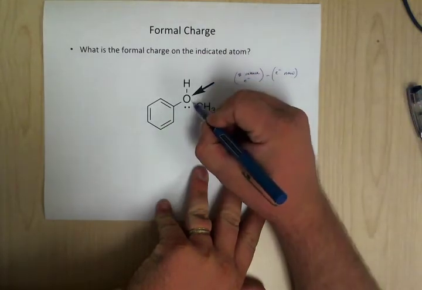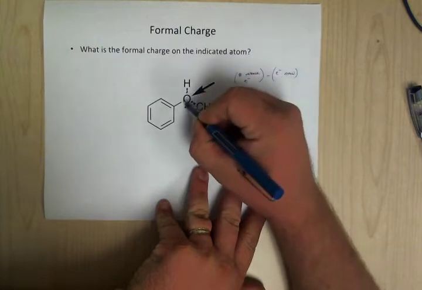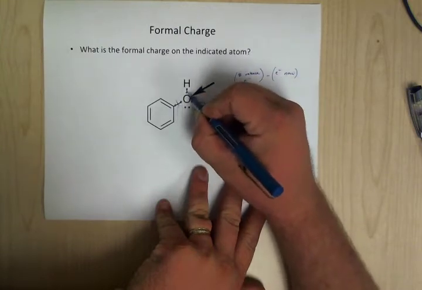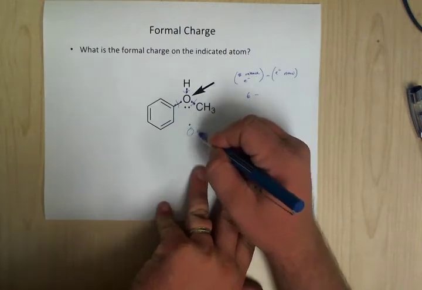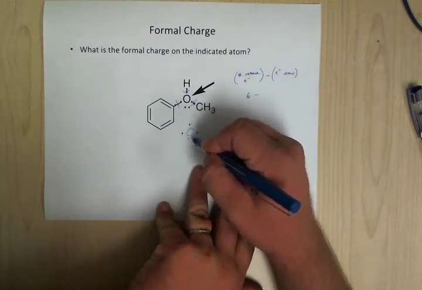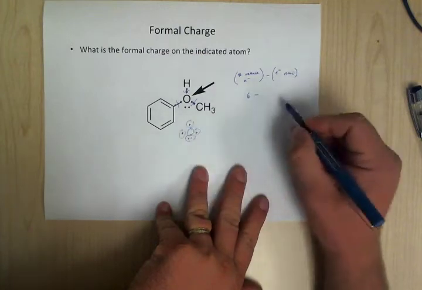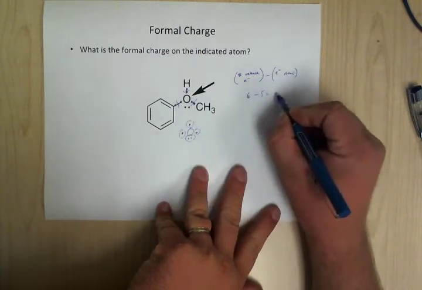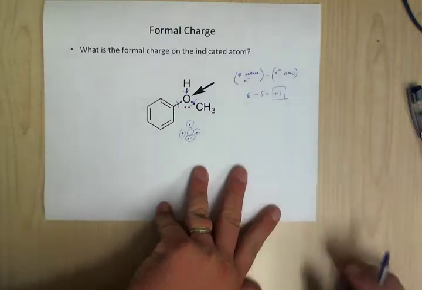To do that, each bond has 2 electrons, so this bond right there, you're going to slice those in half. So now the oxygen is going to have 1, 2, 3, and then this set of lone pairs, so now it's got 1, 2, 3, 4, 5. 5, which makes this formal charge +1.